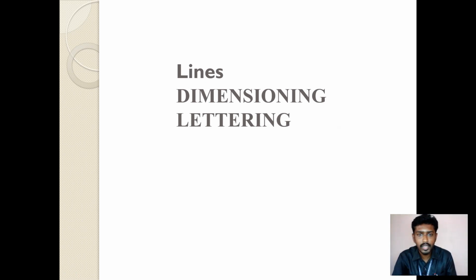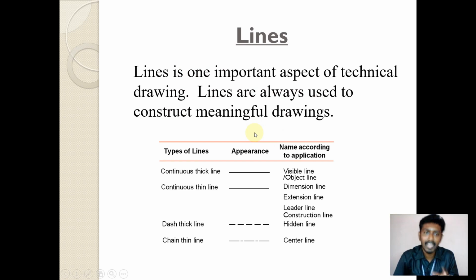And next, the important features in engineering drawing are lines, dimensioning and lettering. Let me first concentrate on the lines. If you see a technical drawing, you may come across a lot of different kinds of lines. Especially the continuous thick line, like this, it should be a dark line. It is especially used for the object line or else the visible line.